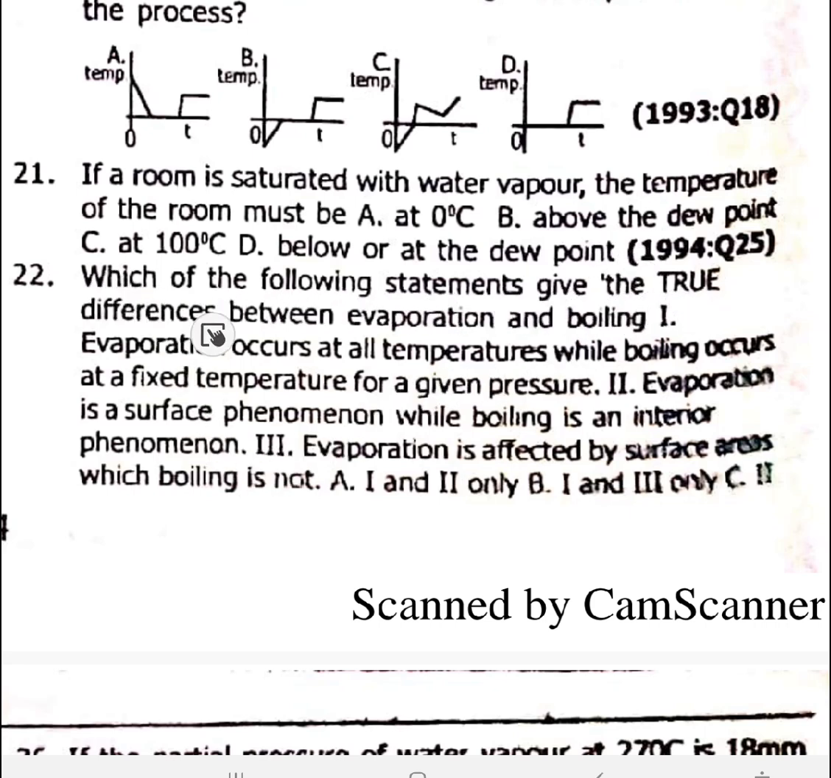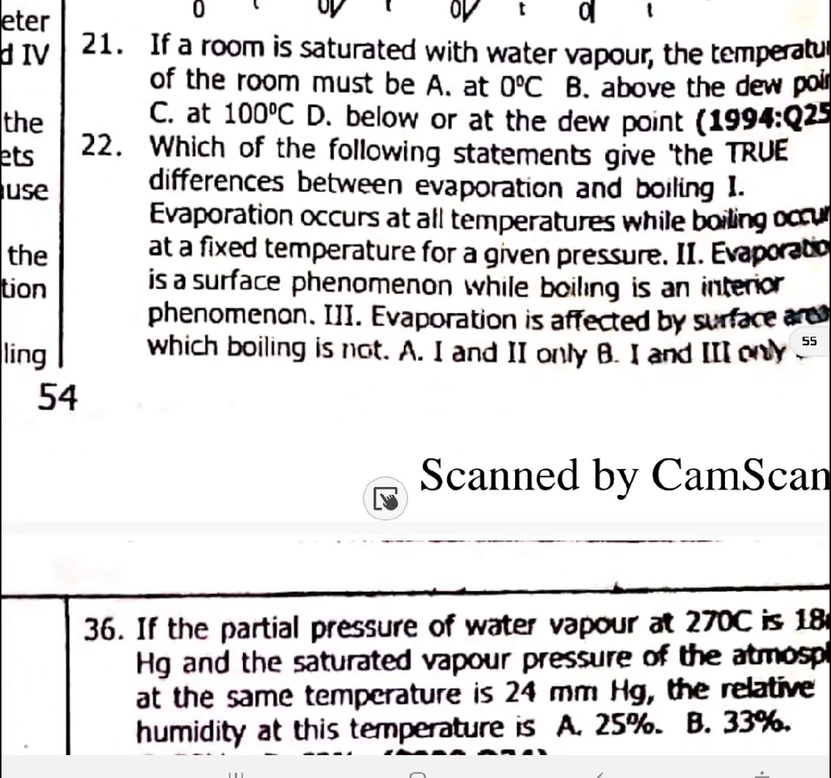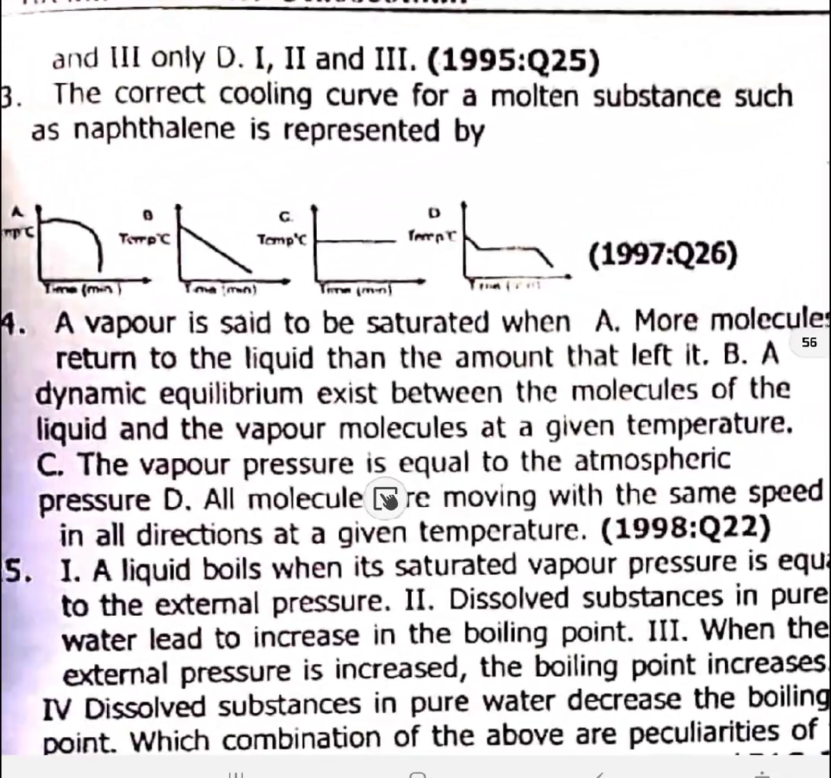22. Which of the following statements gives the true difference between evaporation and boiling? Don't forget we talked about the graphs. We gave a major difference, so go read about it. Evaporation occurs at any temperature, while boiling occurs at a specific temperature. That's one. Next, evaporation is a surface phenomenon, while boiling is not. Boiling is an internal phenomenon. You could write that down.